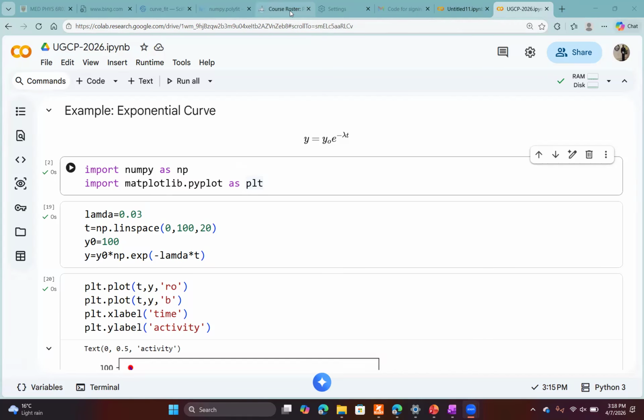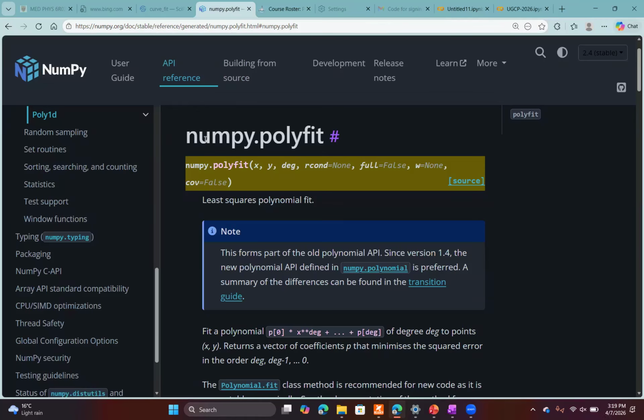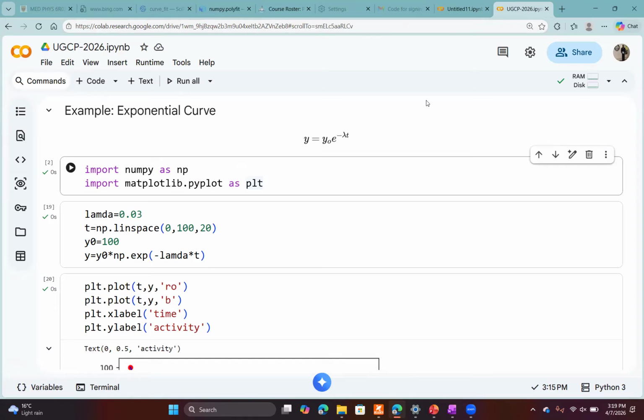In this demonstration, I would like to show how to use the Numpy polynomial fit function. This is the algorithm implementation of least squares polynomial fit. The essential arguments in this function are the x vector, y vector, and the degree of the polynomial to be fitted. So I have developed an example.